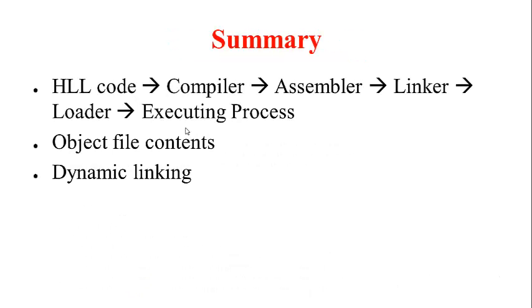So to summarize, we have looked at how higher level language code goes through compilation followed by assembly, followed by linking and then loading in order to turn into an executing process. We looked at in some detail the contents of object files and how these contents are used in the linking process. And then we also looked at the notion of dynamic linking, which is useful in various contexts.